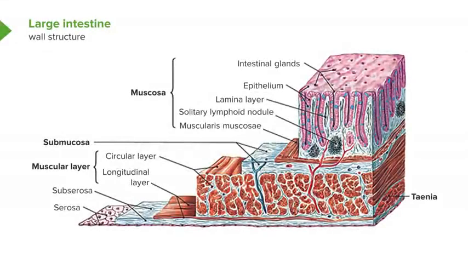If we look at the wall structure of the large intestine, we can see we have this band of longitudinal muscle. But importantly, it really is just associated with a tenia. We don't have that complete band of longitudinal muscle. Remember those three teniae coli. But we also have the circular layer, which is consistent around them.